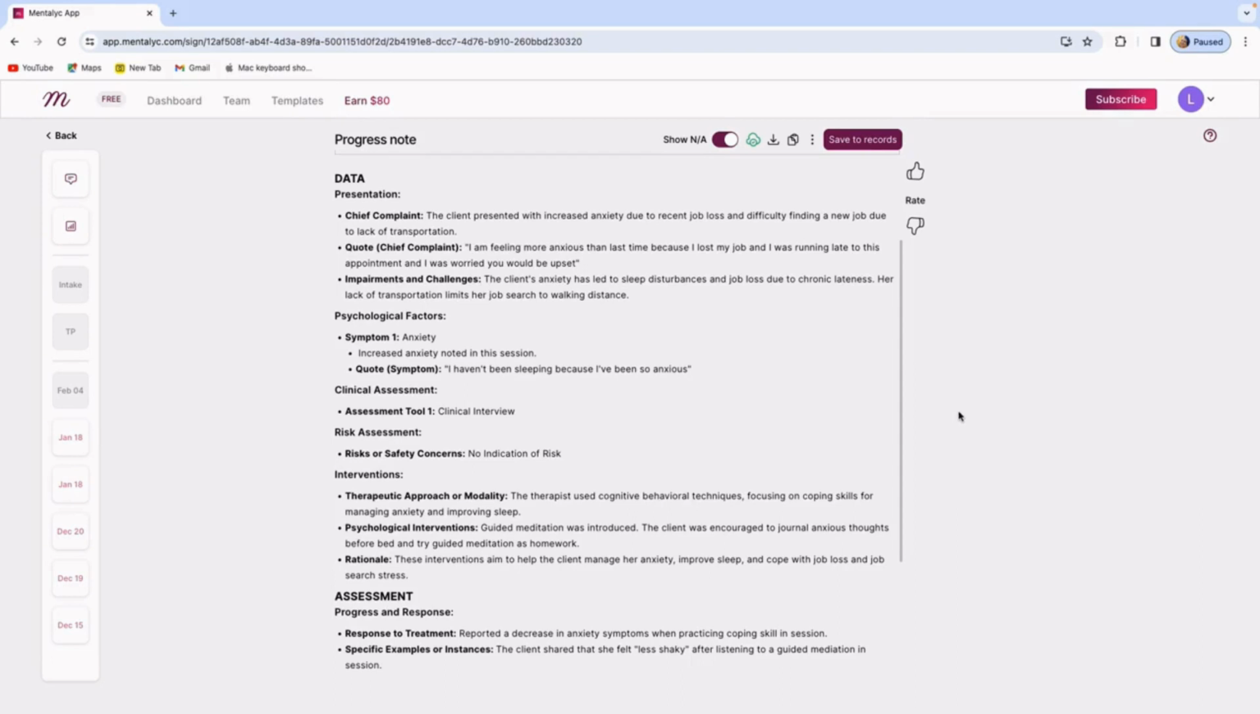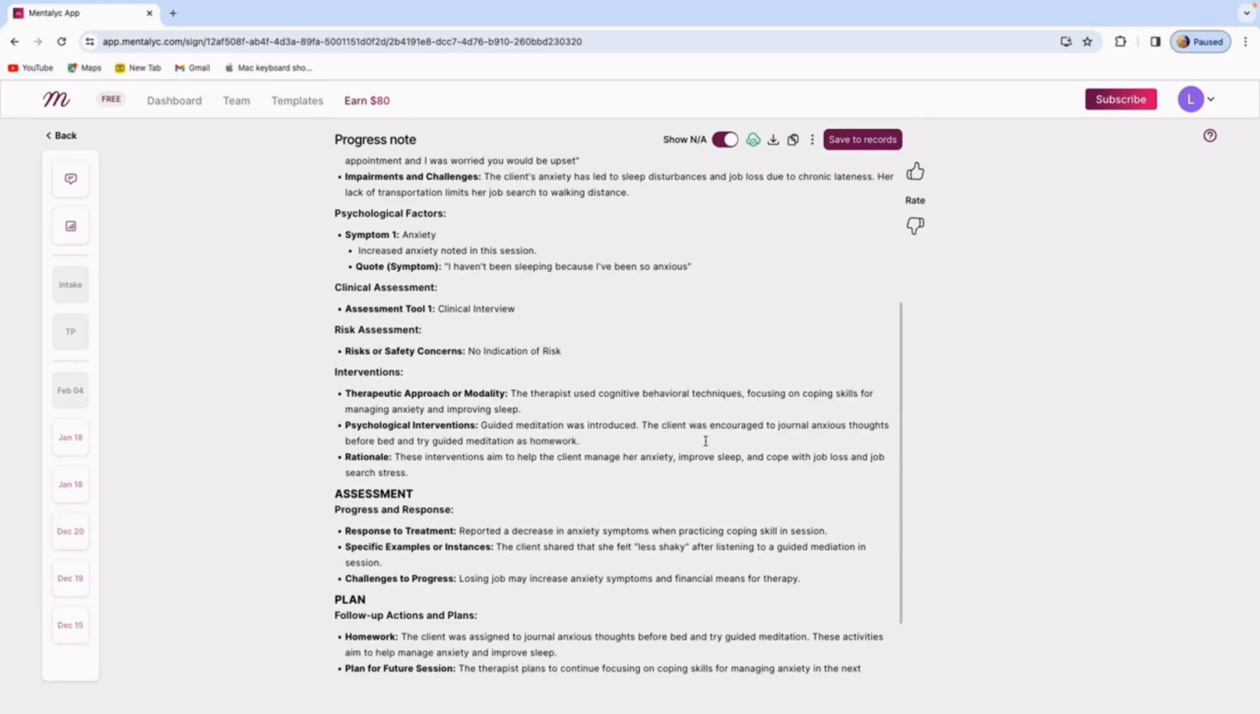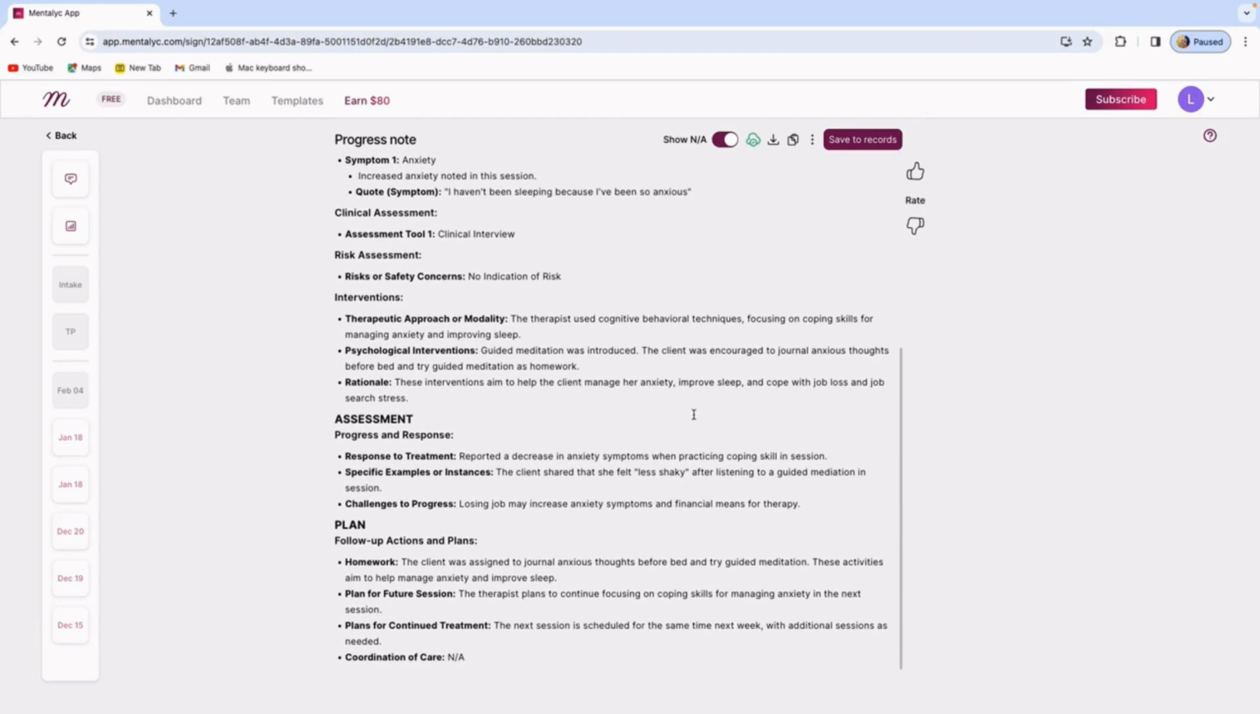Some psychological factors that we are looking at here are her saying, I haven't been sleeping because I've been so anxious. We also can take a look at that clinical interview. There wasn't any indication of risk to harm to herself or others. We also can add to the data from this session that the therapist used CBT techniques, and those are known for managing anxiety and improving sleep. And we provide the little rationale for why it was used.